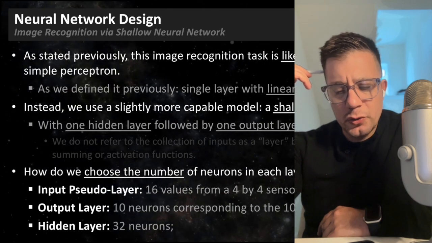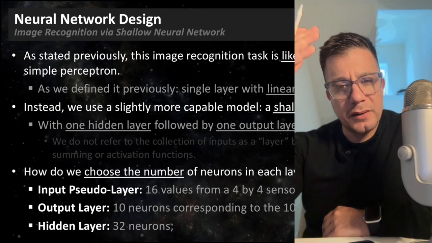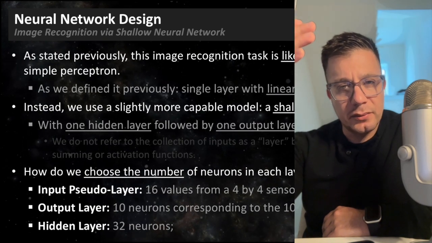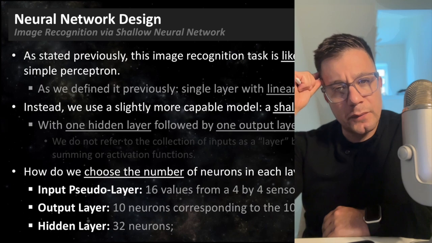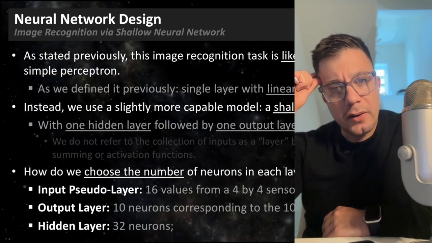So how do we choose the number of neurons in each layer? Because there's really 3 questions we need to answer when we define architecture. One would be the number of layers. We've already determined that. The shallow neural network will have 2. The interconnection of those layers, and we're going to assume fully connected for the time being. And the third question being how many neurons are in each layer.